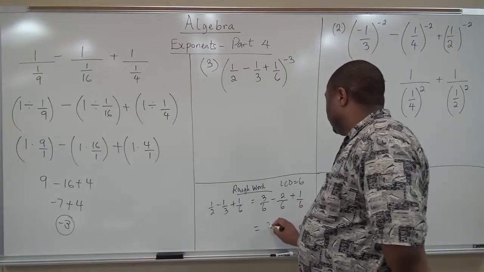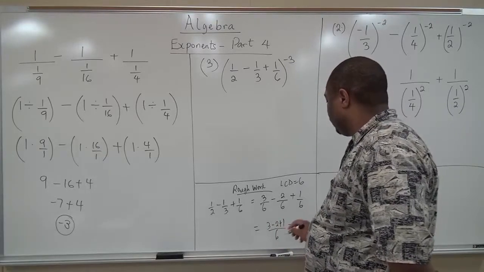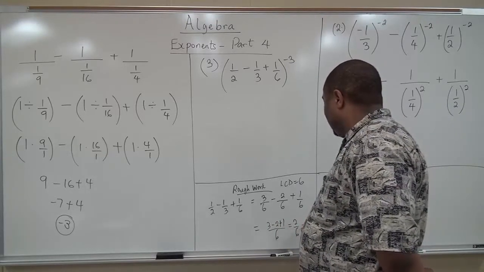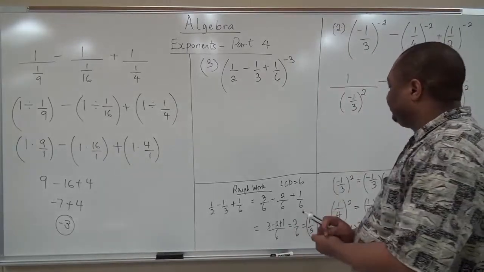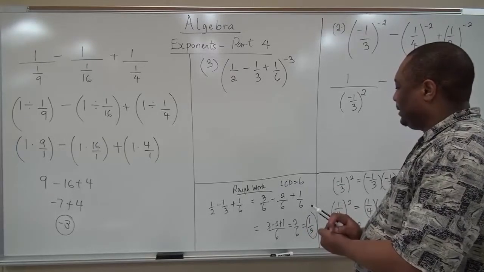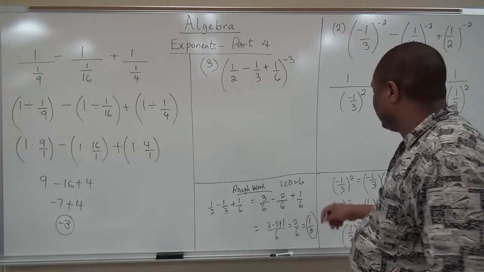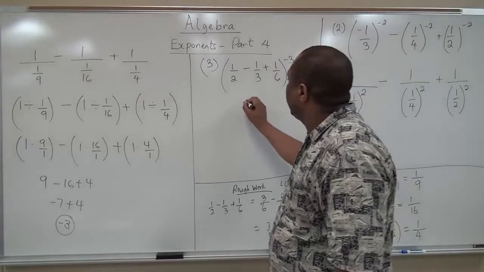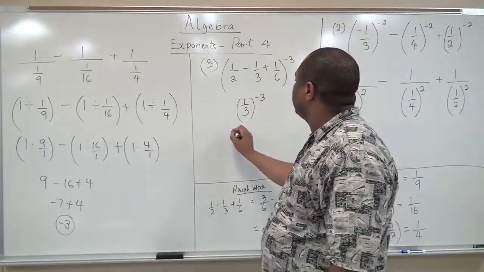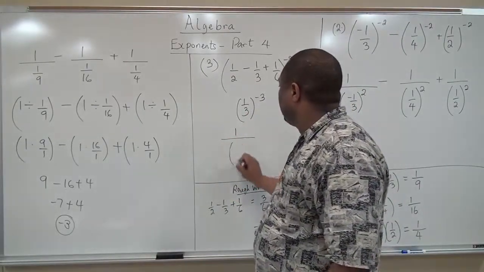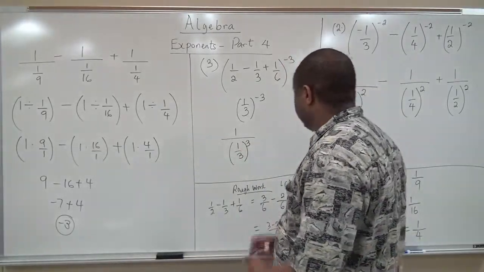3 minus 2 plus 1 over 6. 3 minus 2 is 1. 1 plus 1 is what? 2 over 6. And that is 1 over 3. Let's check it again. 3 over 6 minus 2 over 6 is 1 over 6, plus 1 over 6 is 2 over 6, which is 1 over 3. So this is 1/3 exponent negative 3, and that will give us 1 over 1/3 exponent 3.